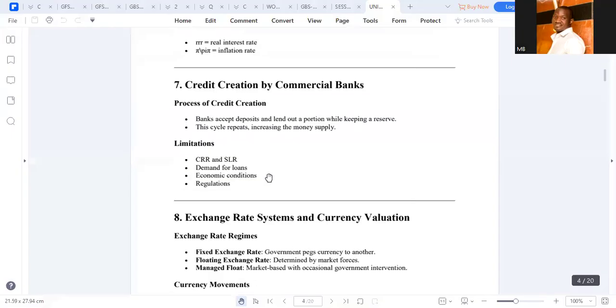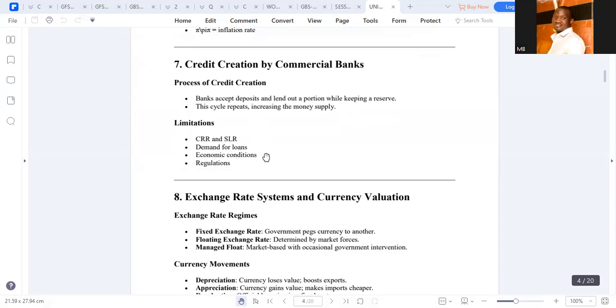Okay, so we continue with credit creation by commercial banks. We know that the process of credit creation is through commercial banks. So how does the process of credit creation go about? Banks will accept deposits and will lend a portion of the money while keeping a reserve. So the cycle of increasing money supply is as follows. They receive money from savers, and a portion of the amount received from the savers is lent out, and a balance is kept in the reserve.